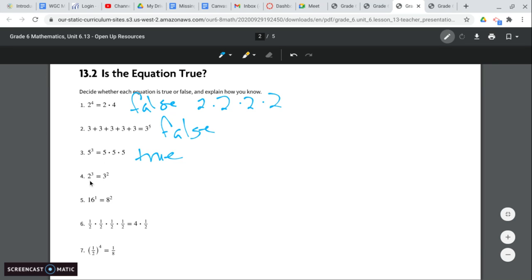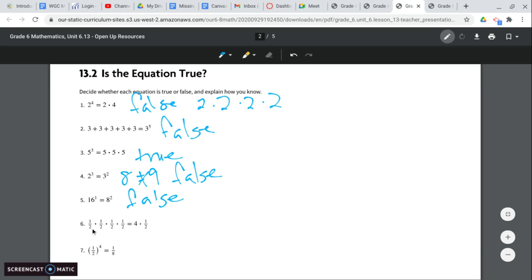The next one, 2 to the third equals 3 to the second. Is this true? Well, 2 to the third is 2 times 2, which is 4, times 2, which is 8. So we've got 8 equals 3 times 3 is 9. That's false. So just because you switch the exponent and the base, you're not going to get the same answer. So remember that. All right, 16 to the first equals 8 to the second. Remember, what is 8 to the second? It's 64, not 16. So this is also false.